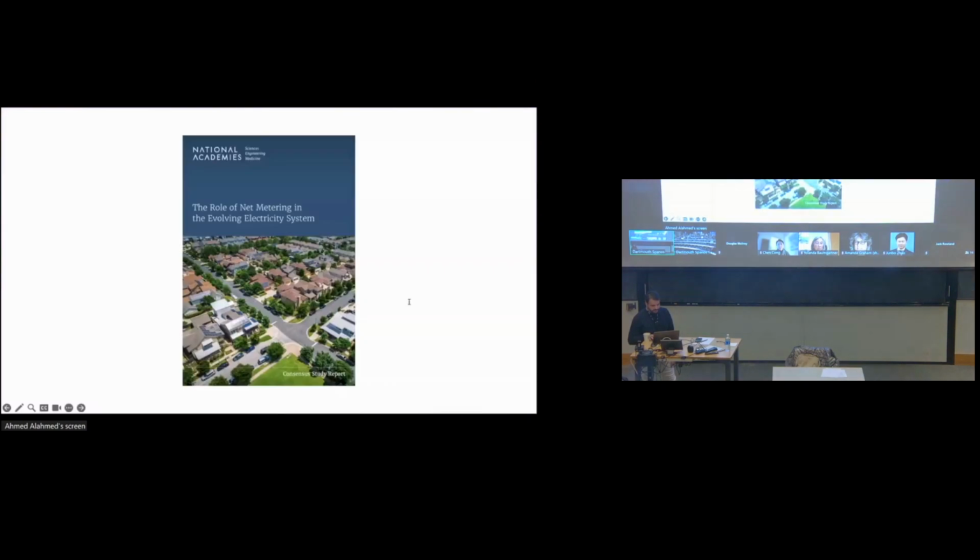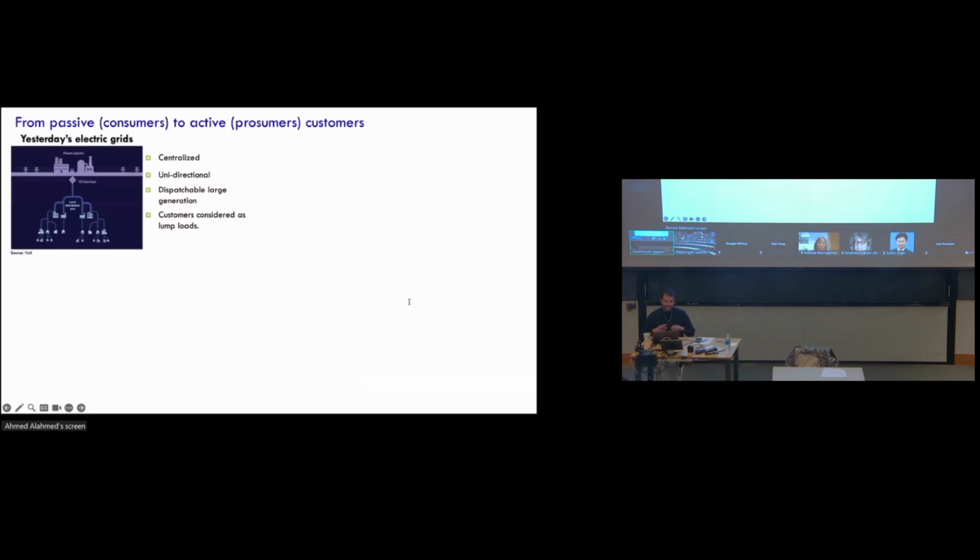Okay. Just to excite you about the topic of net energy metering, this is a report that was published last year by the National Academy of Science on the role of net metering in the evolving electricity system. Actually the Congress directed the national academies to come up with this report. And this really showcases the importance of net metering policy in the evolving electricity system.